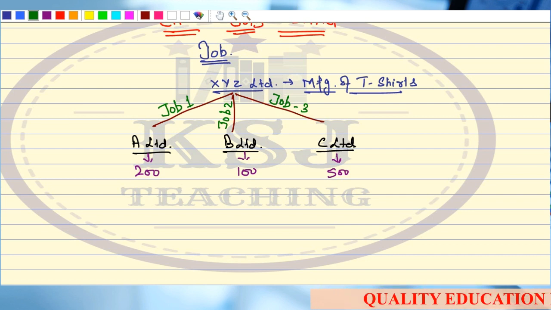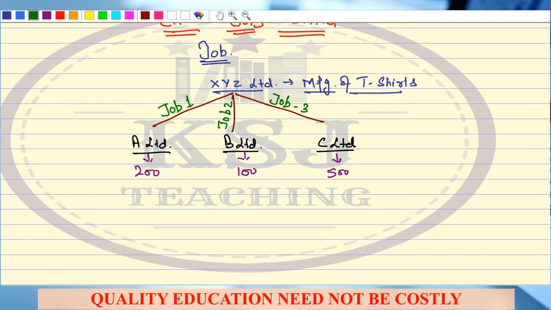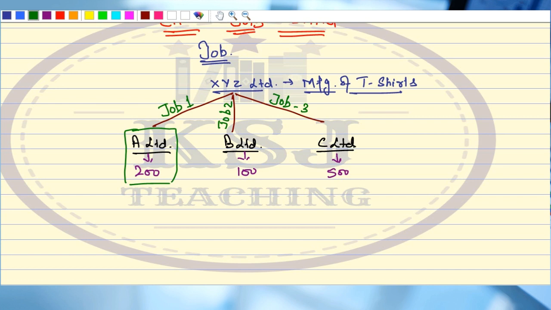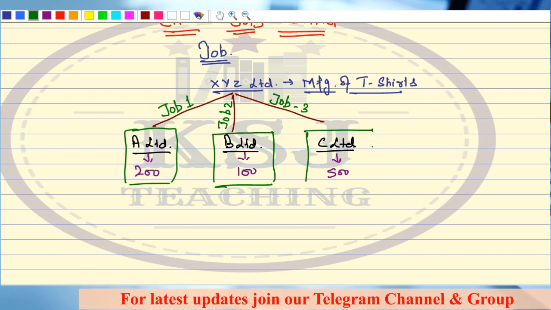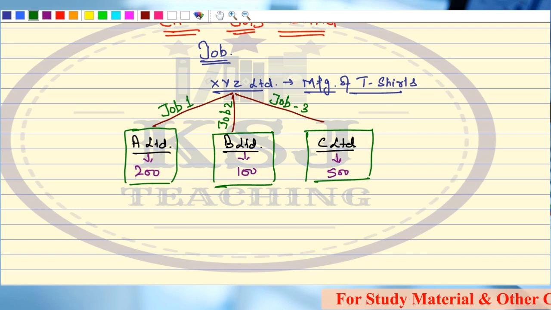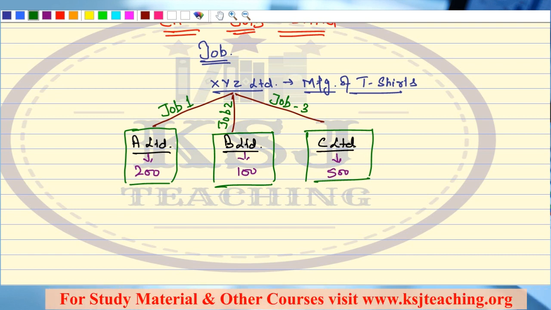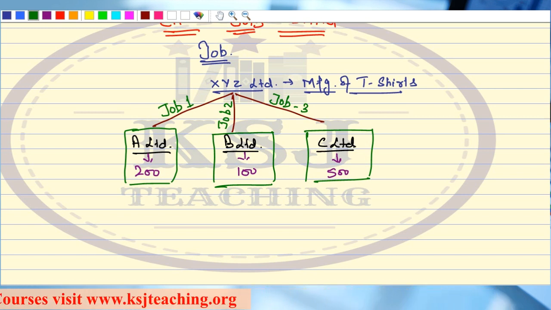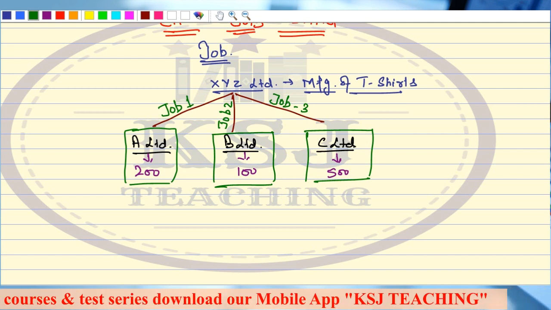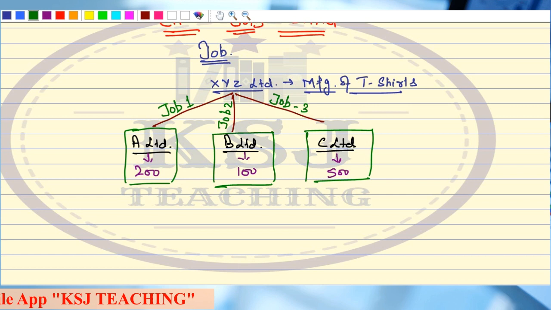Now, what does XYZ Limited want? XYZ Limited wants to identify the selling price for A Limited, for B Limited, and for C Limited, what price they should be charging, because these are customizable t-shirts designed according to the wish of each client. When it comes to charging the selling price, XYZ Limited needs to identify its cost. It wants to identify the total cost of manufacturing the t-shirts, then add its profit and fix the selling price for each individual job.